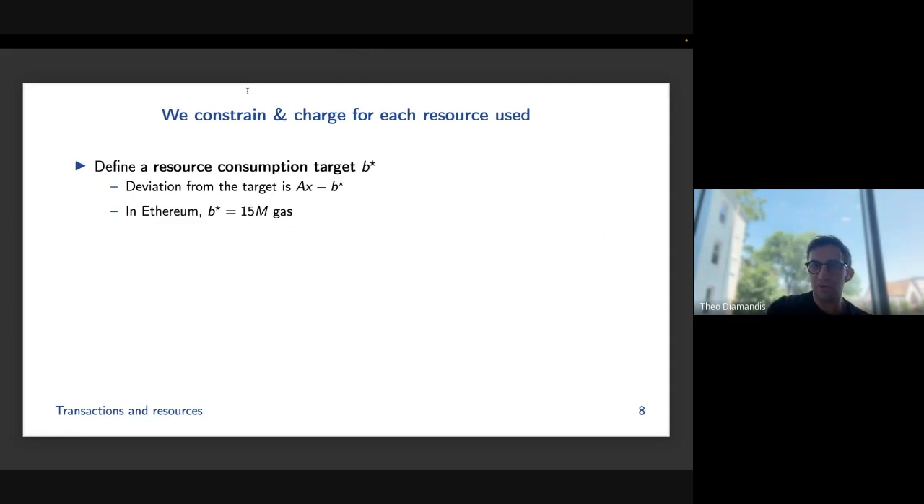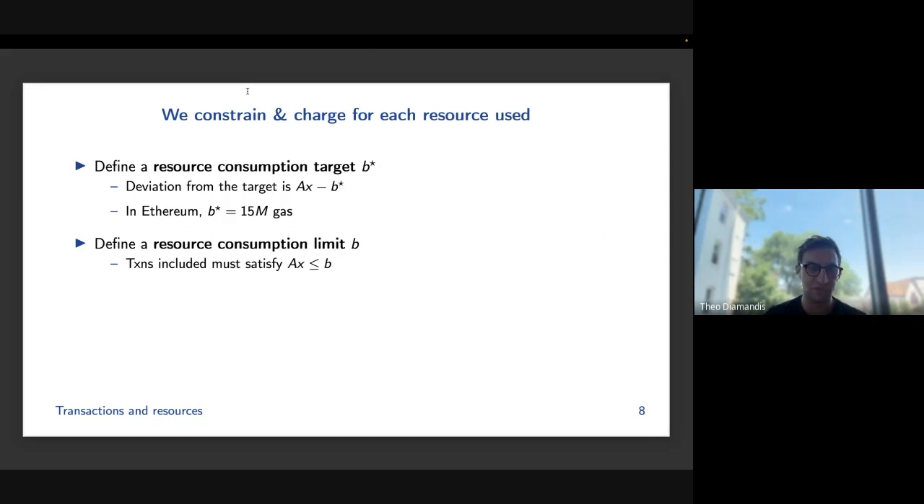Usually, as the network designer, we want to do things like constraining and charging for each resource used. So for example, we might have some resource consumption target, which we're going to call b star. And then, of course, the deviation from the target is the amount of resource that the blocks use, which is y, or Ax, minus b star. In Ethereum, this is 15 million gas. And we might also have something like a resource consumption limit that transactions included must satisfy: Ax is less than or equal to b. So in Ethereum, this is 30 million gas, where a block is invalid if we don't satisfy this constraint.